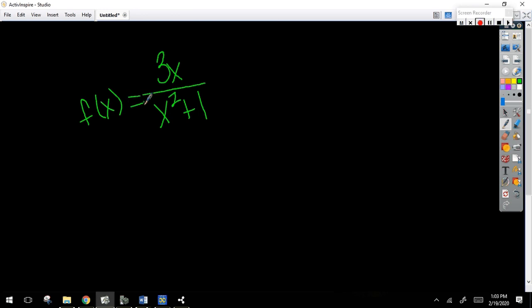How about horizontal asymptotes for this one? It's bottom heavy, which tells me what? Y equals 0. How about vertical asymptotes? Make the denominator equal to 0, but what happens when you do that? I go to solve.